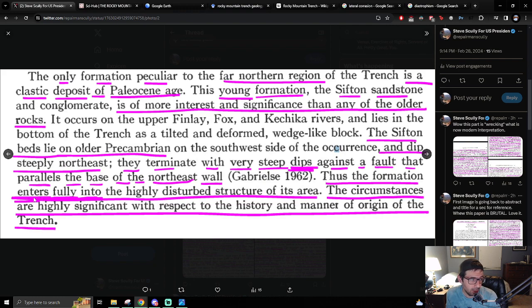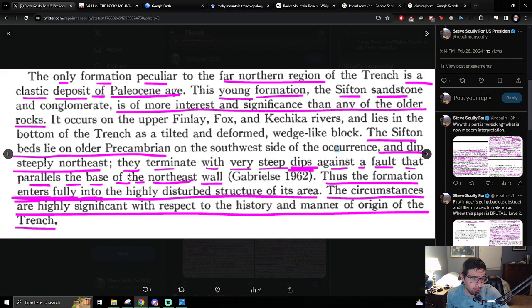Thus the formation enters fully into the highly disturbed structure of its area. So it sounds like it's running into a resistance. The current is moving this material, and the material itself is physically folding down into the earth by currents. It's not like there's any evidence of this fault system. It's just that this is what currents can do: they can cut the earth deep down, to the point where they cut the entire continental crust.